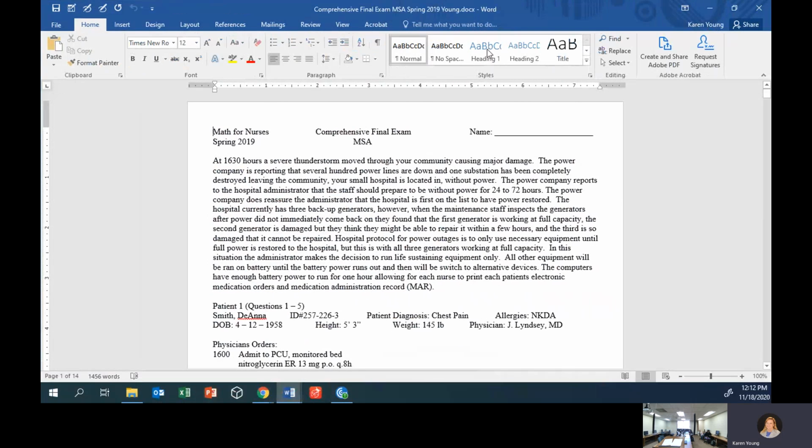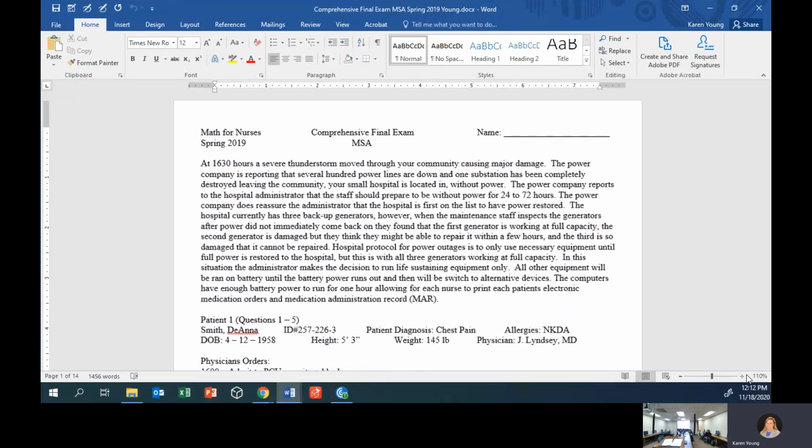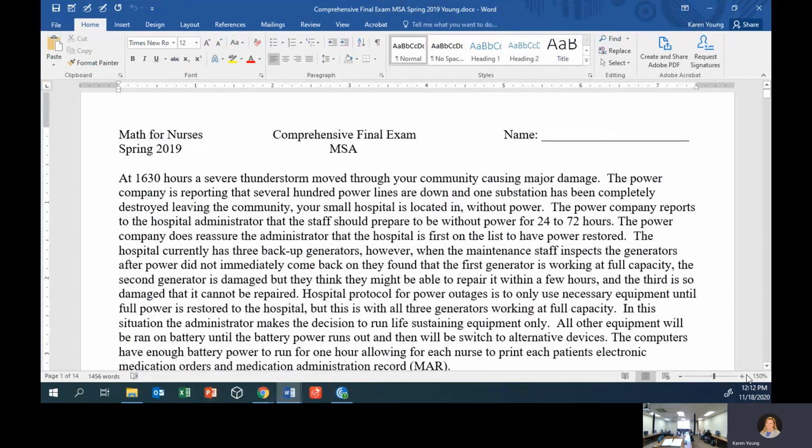Okay, can you see a Word document? Yeah. Okay. This was a comprehensive final exam, but it's the MSA that I used in 2019. But this is going to be your project. It's going to be your MSA, so take it seriously.